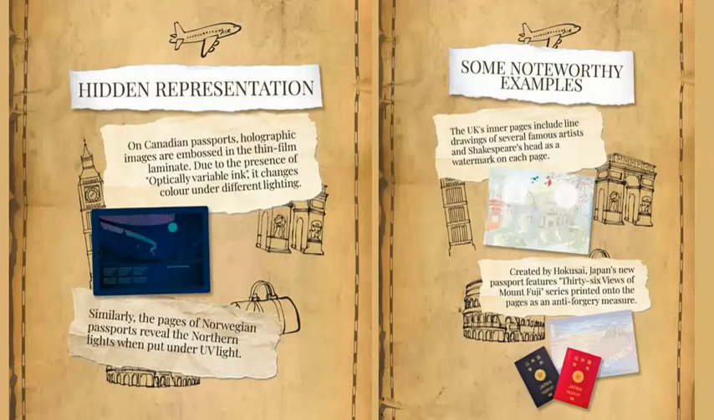Some noteworthy examples. The UK's inner pages include line drawings of several famous artists and Shakespeare's head as a watermark on each page. Created by Hokusai, Japan's new passport features the 36 Views of Mount Fuji series printed on the pages as an anti-forgery measure.